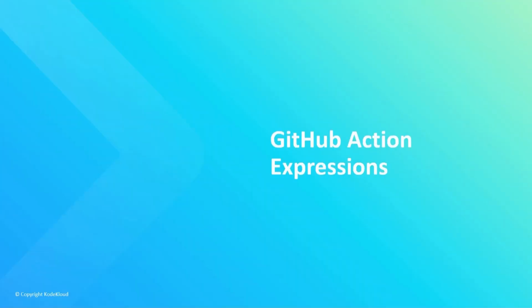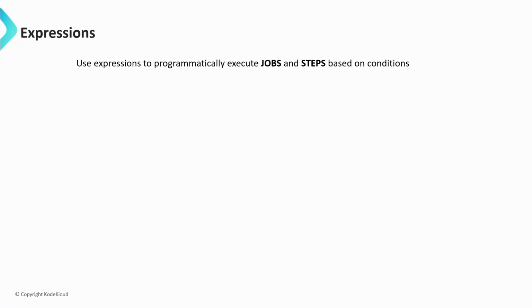Let's have a look at expressions within GitHub Actions. GitHub Actions expressions are used to dynamically configure workflows to execute jobs and steps based on conditional logic. The two primary conditions which come into play are if and continue-on-error. We will talk more about continue-on-error in a later session. In this session, we'll talk about the if condition.